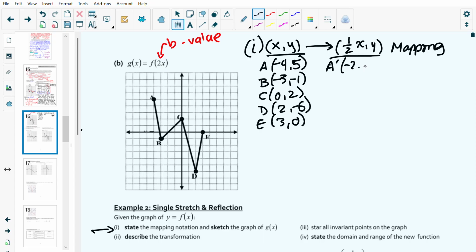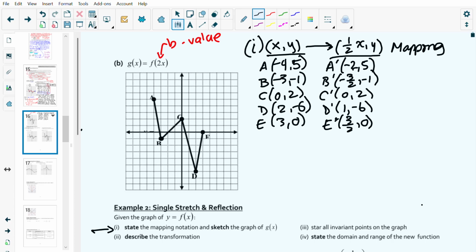A prime is at -2, 5. Okay, B prime, well, I'm multiplying the -3, the x value, by 1/2, so that's -3 halves, -1, okay, and so on. So C prime is 0, 2. D prime, multiply that 2 by 1/2, that becomes 1, -6, and E prime, that is 3 halves, 0.